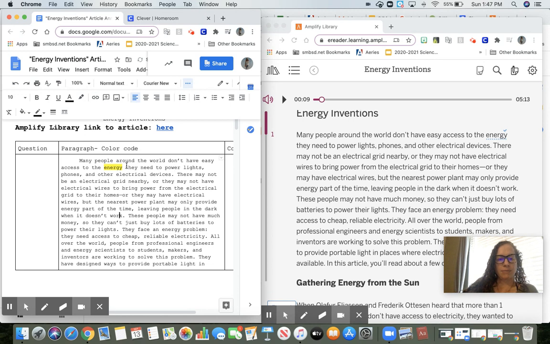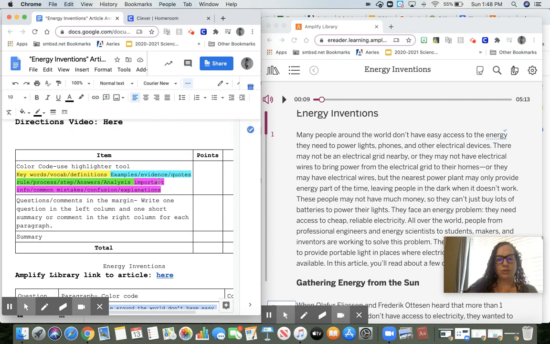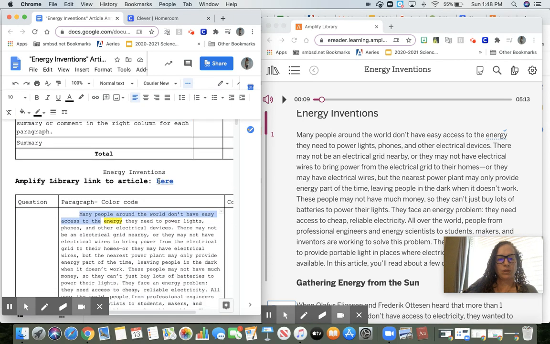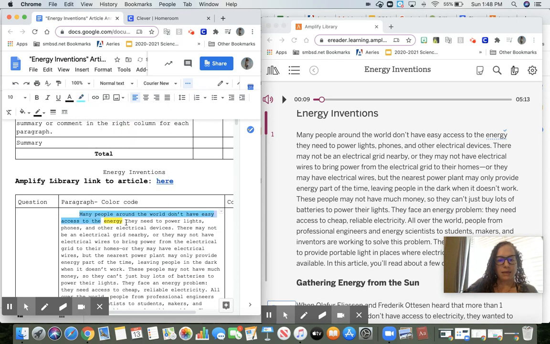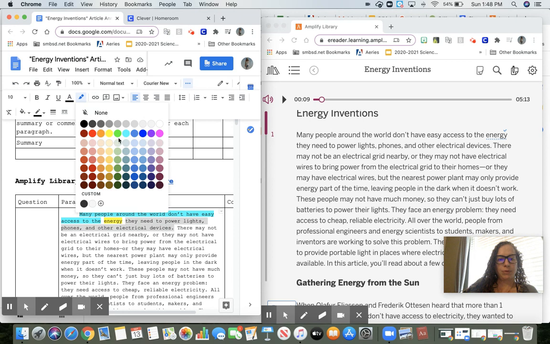Energy inventions. Many people around the world don't have easy access to the energy they need to power lights, phones, and other electrical devices. Okay, so we know that this word energy is definitely a vocab word. So I'm going to click on it, and then I'm going to go get my highlighter, and I'm going to highlight it yellow, right? Then it says, many people around the world don't have easy access to energy. This is kind of an example, right? So notice examples and evidence are in blue. So I'm going to highlight blue. And then this is the rest of that example, right? They need power, lights, and phones for other electrical devices. So I'm going to highlight that blue as well.